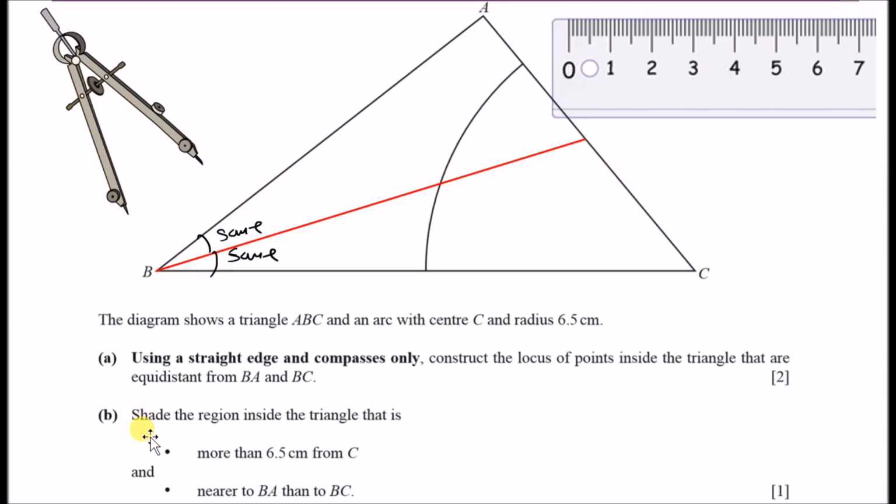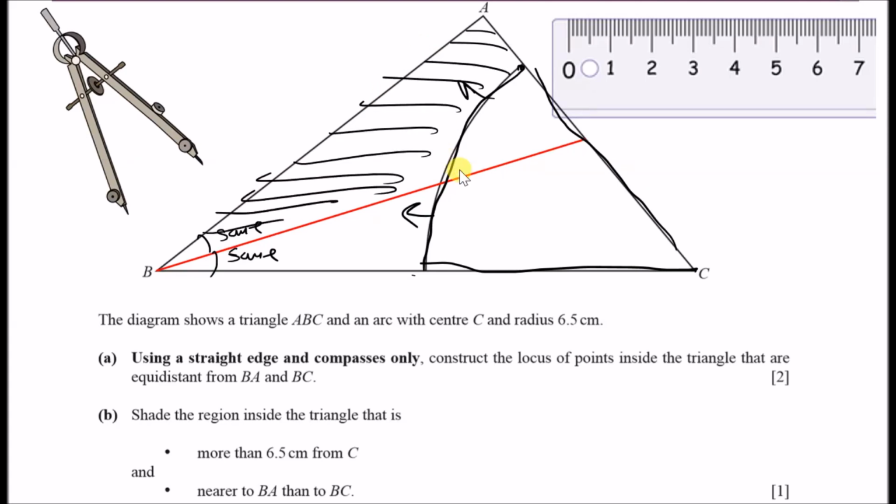Now part B. Shade the region inside the triangle that is more than 6.5 centimeters from C. So remember, you've got the radius from here, all of this is a radius of 6.5, thankfully. So more than that, we can't include this region, so it has to be outside, yeah? And nearer to BA than to BC. Well, BA is this top line, so they want us to shade this region here. Yeah, and that's all you have to do, guys. We do not shade the other regions because this part is nearer to BA and is greater than 6.5 centimeters from the radius of point C.